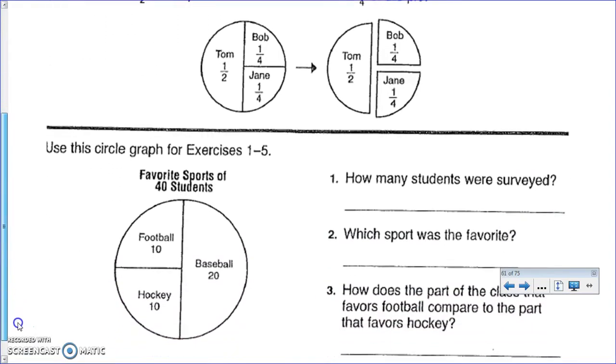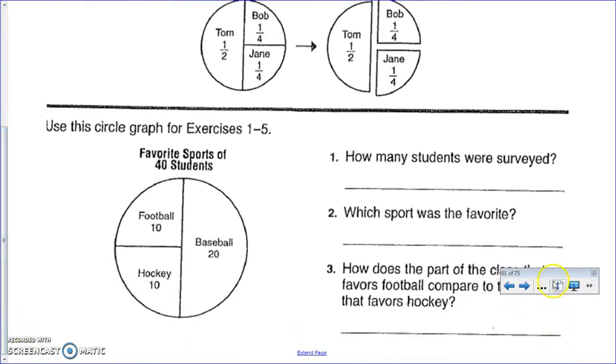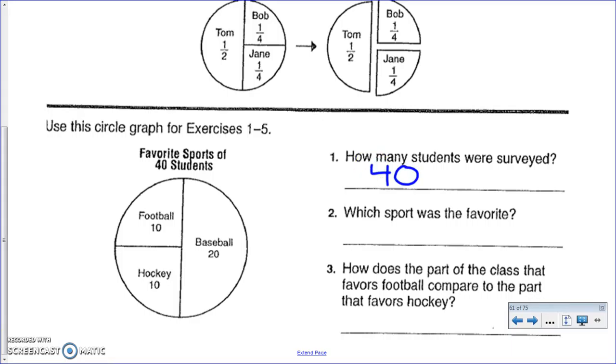Use this circle graph for exercises 1 to 5. Favorite sports of 40 students. Football 10, hockey 10, and baseball 20. So, how many students were surveyed? We know right in the title it tells us there was 40. And if they didn't, we can count up the numbers in the pie chart or the circle graph. Which sport was the favorite? And we can see that's baseball because it takes up half the graph with 20 votes.